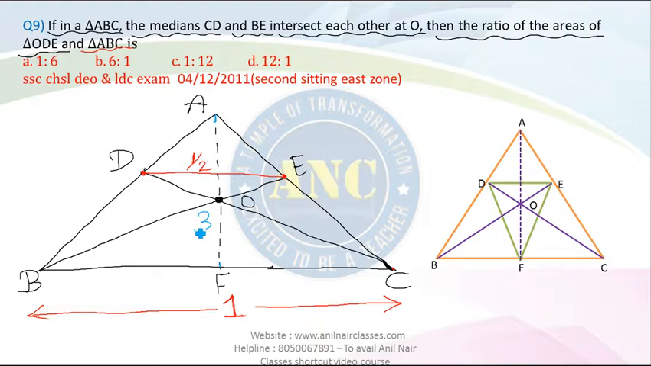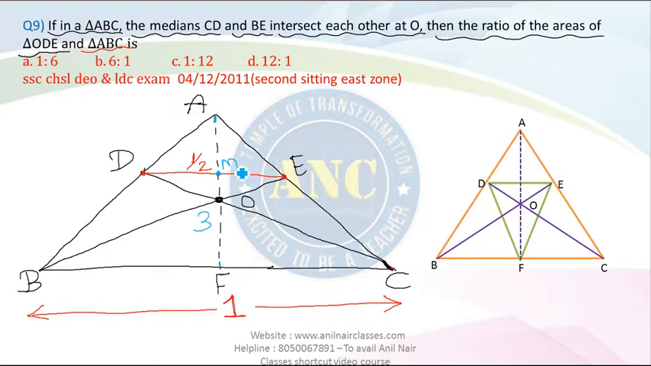Sir, how are you telling that AF should be 3 units? Very simple, beta. This AF is nothing but a median. AO is to OF in the ratio 2:1. Median or centroid always divides the median in the ratio 2:1. So AO is 2 units, OF is 1 unit. So AF will be 2 plus 1, 3 units. I am taking it as 3 units. Now, if I take it as 3 units, let me mark this point as some point M.